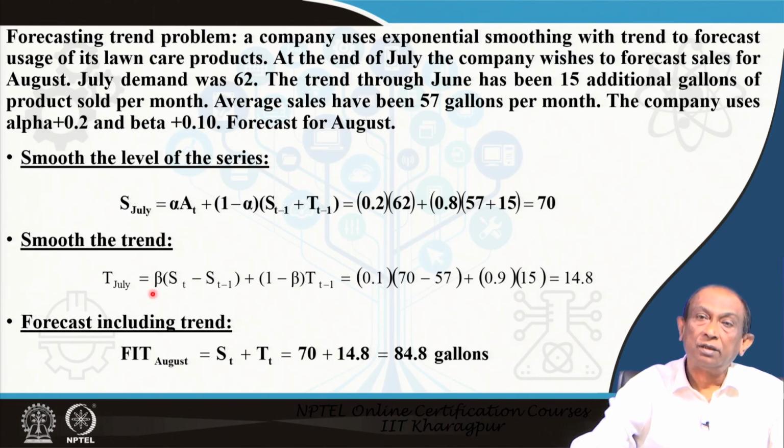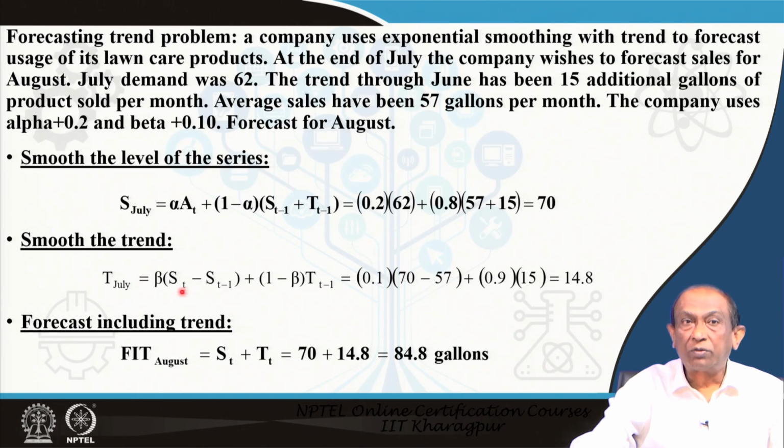Second step is to smooth the trend. The smoothed value for the trend factor at the end of July denoted by T_July equals beta multiplied by the smoothed value of the average level in the month of July minus the same value computed one period ahead, plus 1 minus beta into the trend factor one period ahead, that means June.